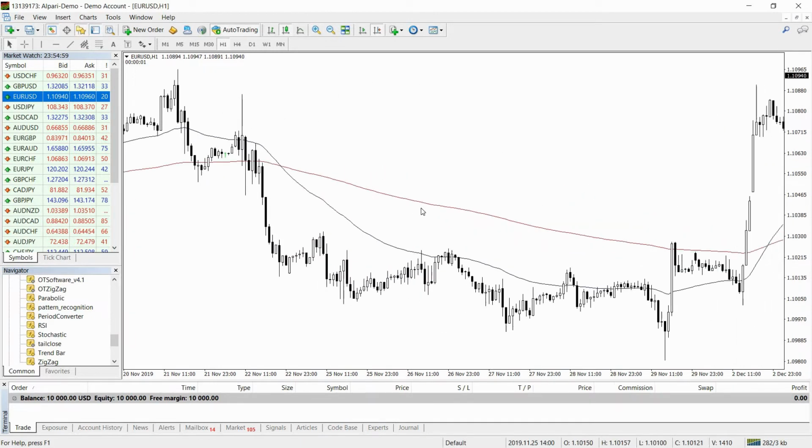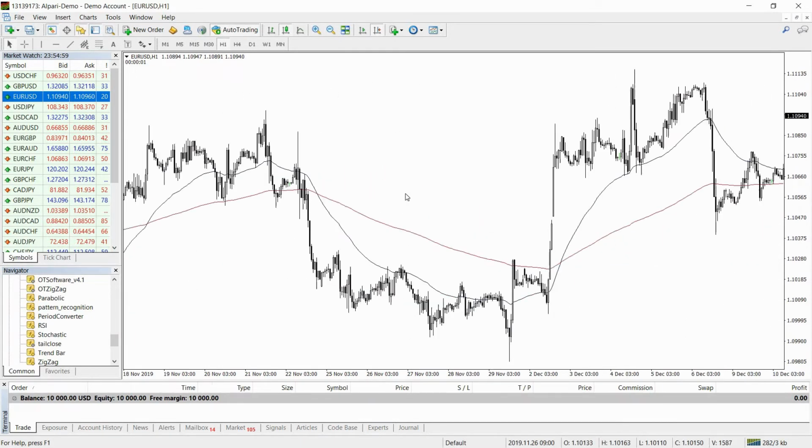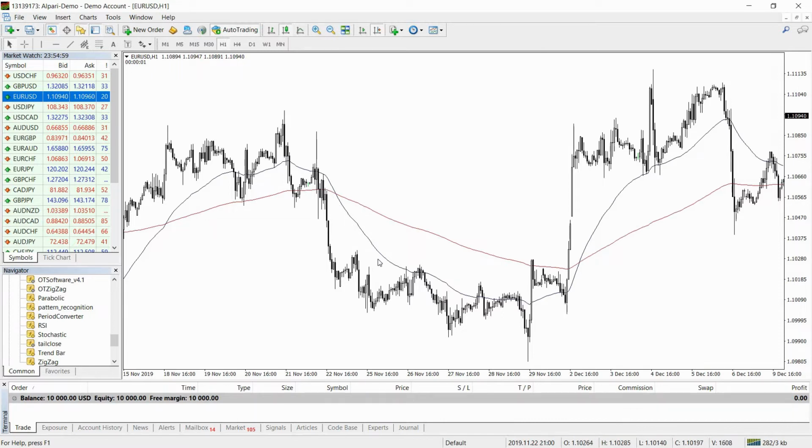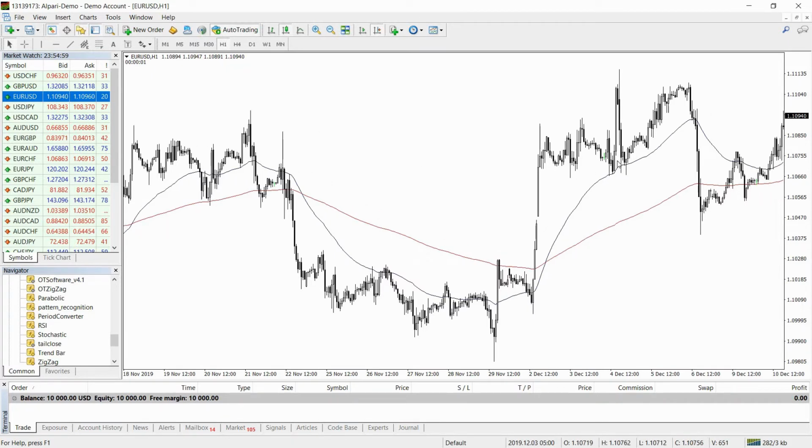So at this point, what I'm saying is my rules for this strategy are: every time the 50 crosses below the 200, we can only sell. Every time it crosses above, we can only buy. So there's our first rule. If the 50 is above the 200, we cannot sell. We're only looking for buying opportunities. If the 50 is below the 200, we cannot buy, we can only sell.